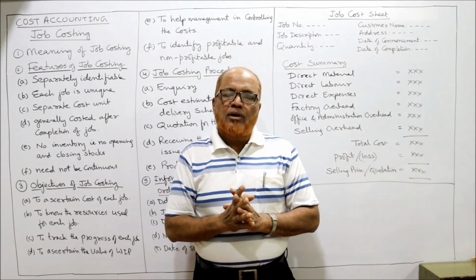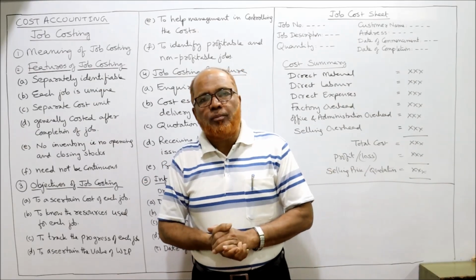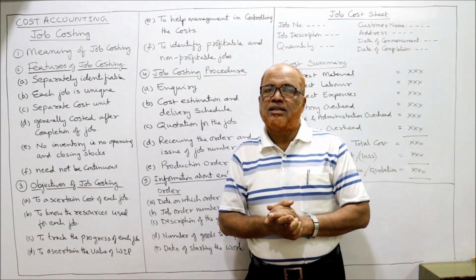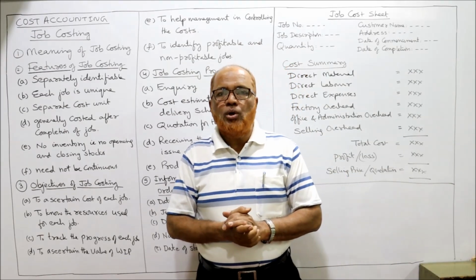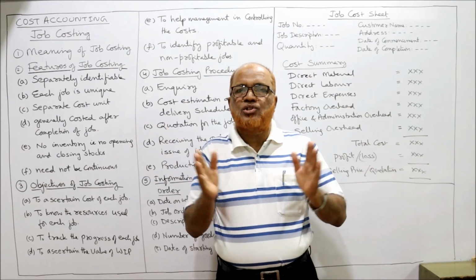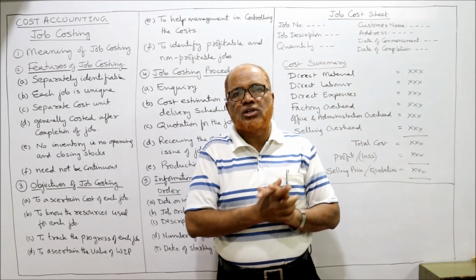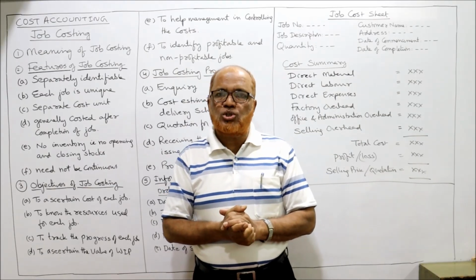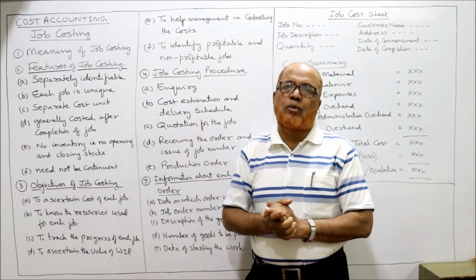But remember, the nature of all the industries will not be the same. Different industries will have different nature of conducting the activities. So we don't have a single method of costing which is applied to all industries. Different methods of costing are applied to different industries. So now we are going to start the next topic, that is job costing.